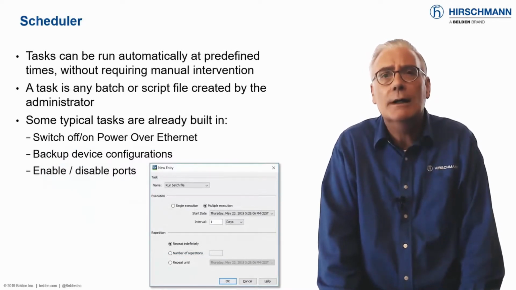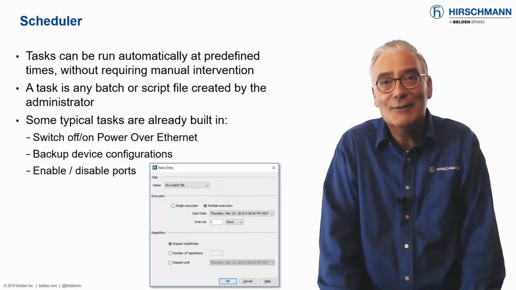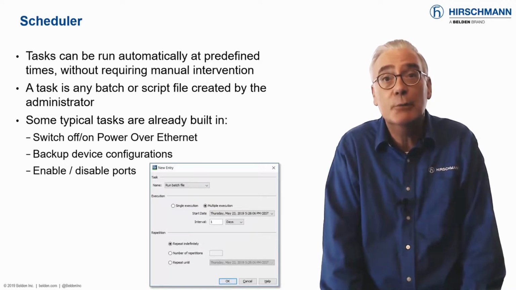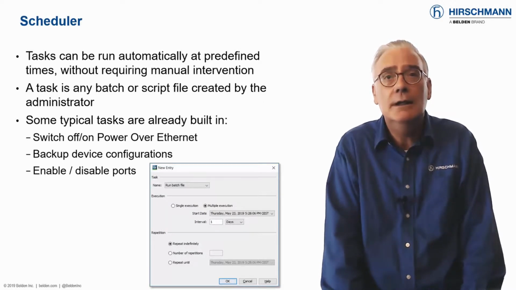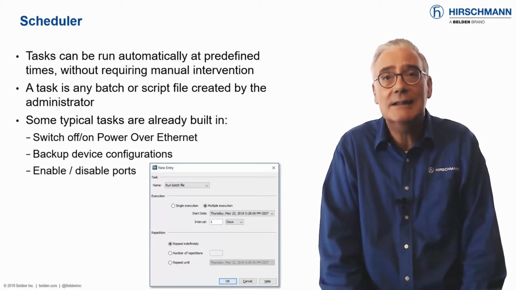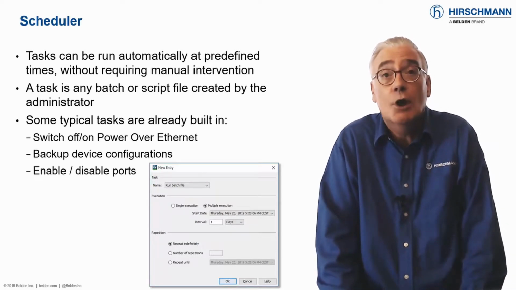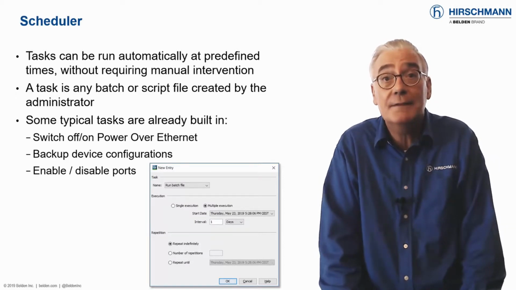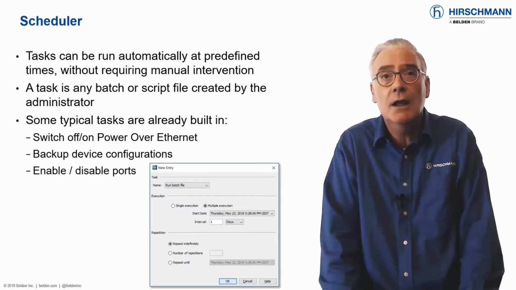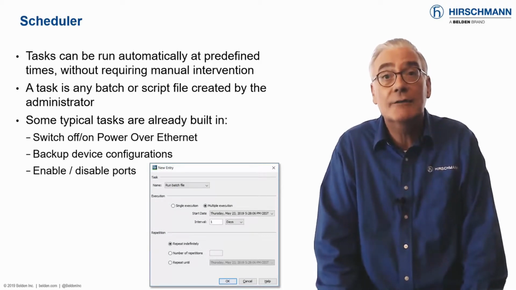In every network, some tasks need to be repeated. This is usually not the most interesting work, but it's often critical to the smooth running of the network. A scheduler takes the pressure off you by automatically running tasks at predefined times. Some tasks, like backing up switch configurations or disabling power over Ethernet outside production hours, are so common that we've built them into Industrial HiVision.